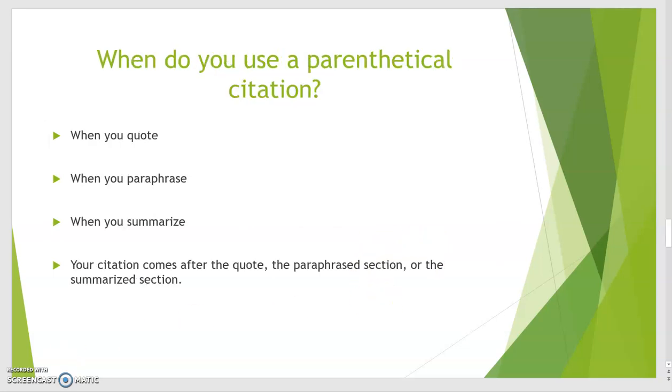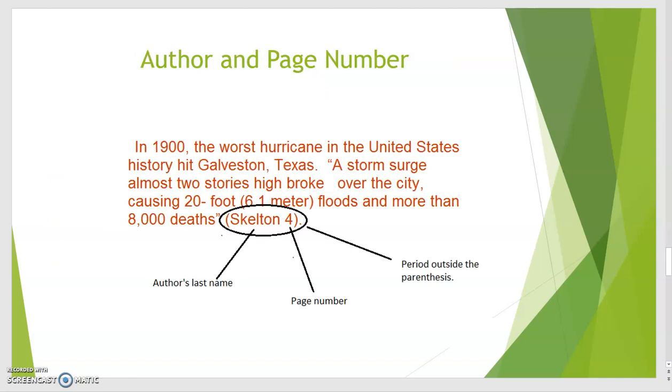So you use a parenthetical citation anytime you quote, anytime you paraphrase, anytime you summarize. And then where you place it is after the quote or after the section of information that's been paraphrased or summarized. So here's what it looks like in practice. So you have a snippet of text, and then you can see my quote starts here and my quote ends here, and then I've circled for you the citation.